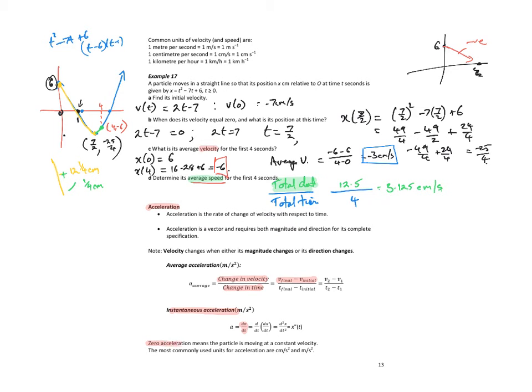Little thing, zero acceleration means the particle is moving at a constant velocity. I'm sitting on exactly 60 kilometres an hour. I'm not accelerating, I'm not decelerating, I'm just on that same speed or that same velocity.